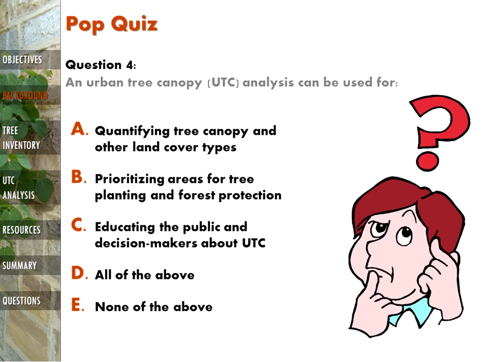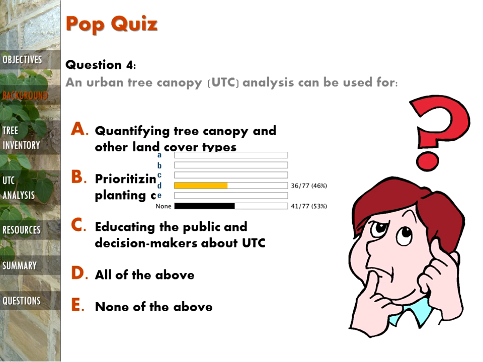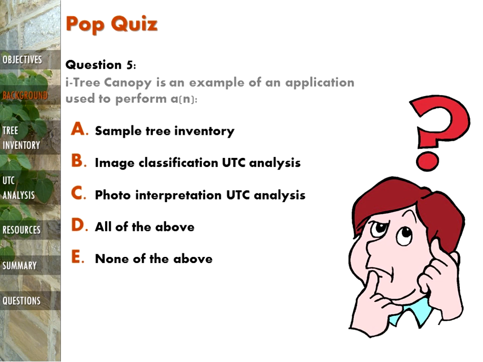Okay, good. So you guys kind of picked up on the trend here. I like to use my questions to reaffirm learning. So in this particular case, the correct answer was D, all of the above. We can use a UTC analysis to quantify tree canopy, to prioritize tree planting and protection, and to educate the public and decision makers. And our last question of the day.